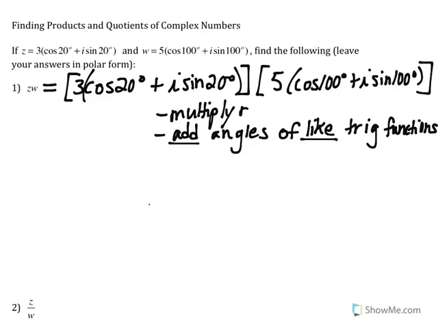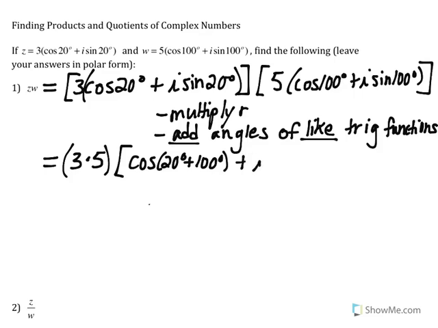So the way this will look, I'm going to write this out for the notes example. You don't even have to write out the first step that I wrote up there. You're going to be doing 3 times 5, and then you're going to be doing times cosine of 20 plus 100, plus I sine of 20 plus 100.